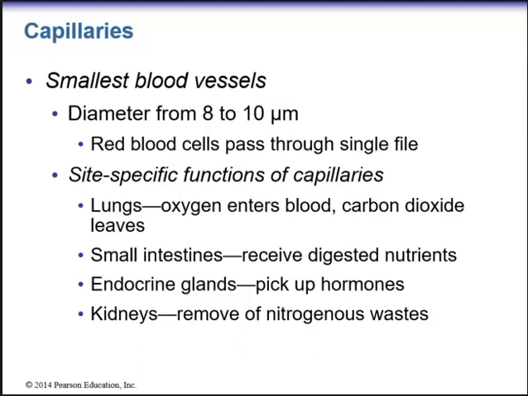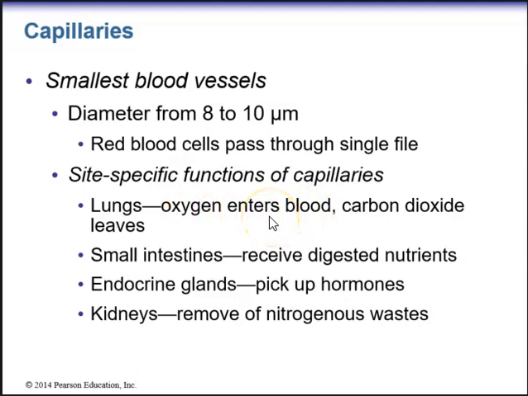Now, capillaries are the smallest blood vessels. Their diameter ranges anywhere from 8 to 10 micrometers or microns, and usually just large enough for red blood cells to pass through in a single file. Now, we have site-specific functions of capillaries. For example, capillary network in the lungs. This is where oxygen enters blood.